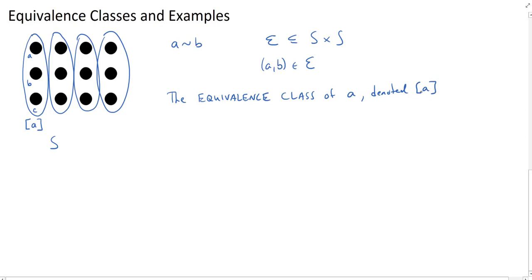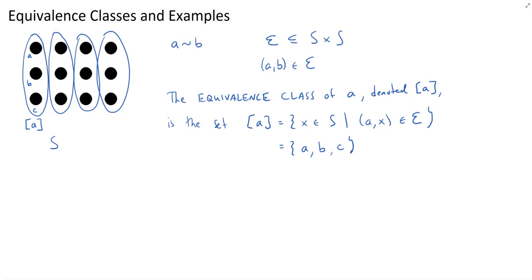But the equivalence class of A, denoted by, say, in this case, square bracket A, equals the set of all elements of S such that A comma X is an element of E, which in this case, we know what those elements are. What are the elements of S which are equivalent to A, right? There's going to be, well, A itself. We know that A comma A is in E, so that's A. And then B is equivalent to A, so we get B. And then C is equivalent to A. So that is what our equivalence class of A is.